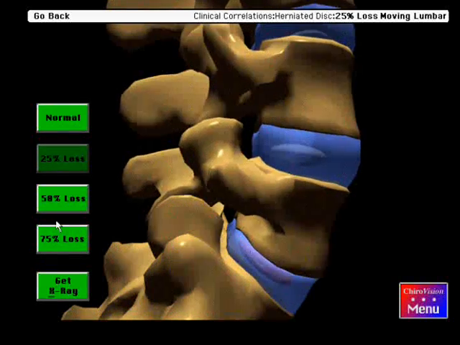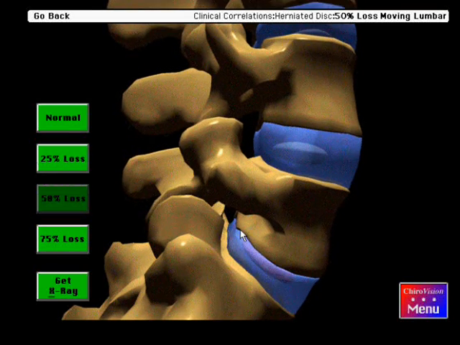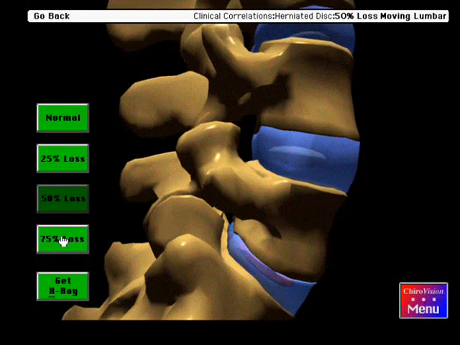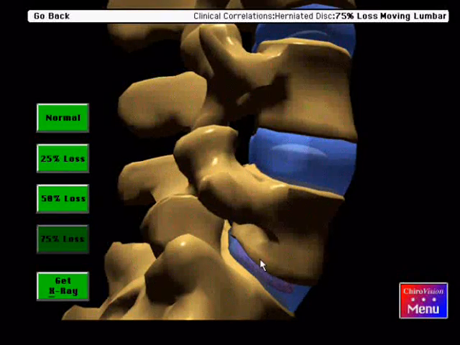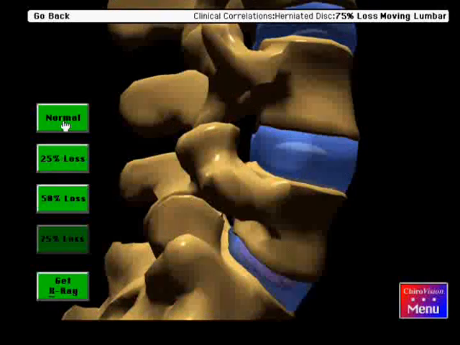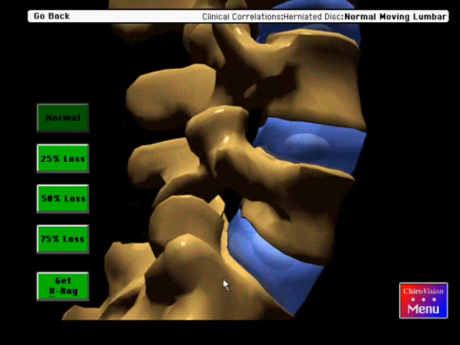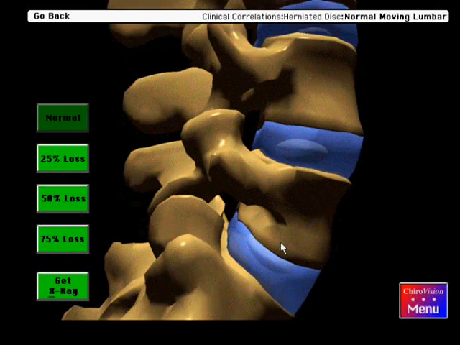Now the spine is showing the links called the facet joints, and they're prone to becoming irritated, called facet syndrome. We're going to look at ways that we can preserve the thickness of the disc and keep it from thinning over the course of one's lifetime.